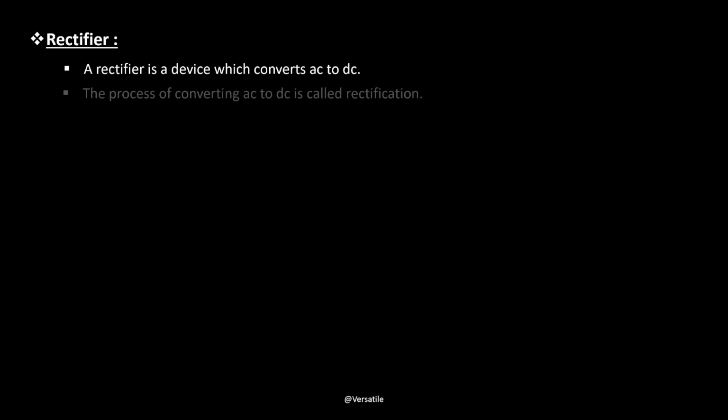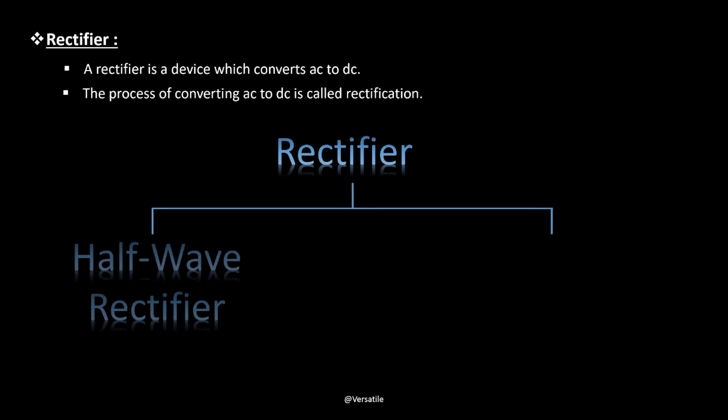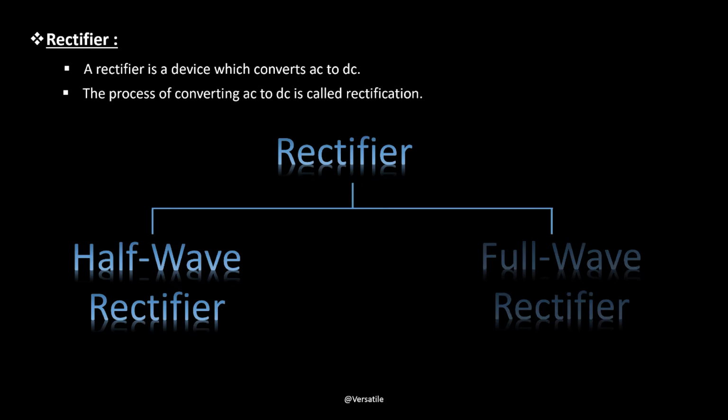So what is a rectifier? A rectifier is a device which converts alternating current to direct current. PN junction diode is used for converting alternating current to a direct current, and the process of converting AC to DC is called rectification. And we have two types of rectifiers: half wave rectifier and full wave rectifier. First of all, let's have a look at half wave rectifier.